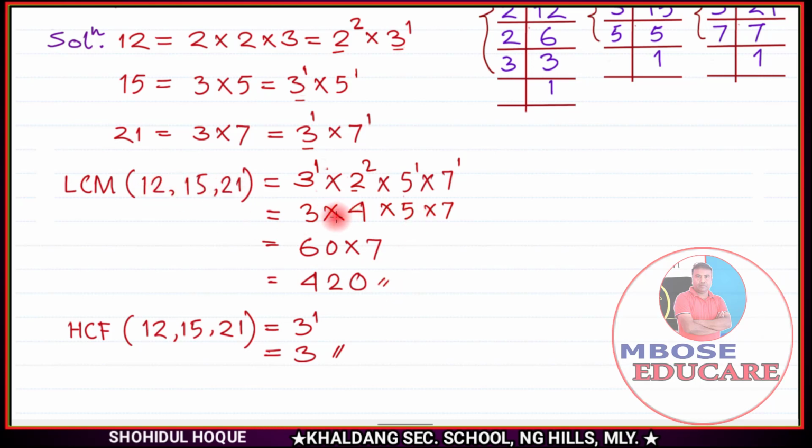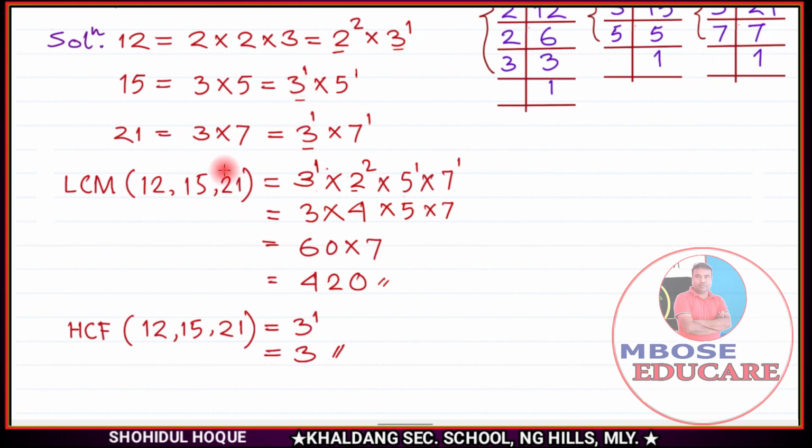Now we shall find out the HCF. So how to find out HCF? I have written here HCF of 12, 15 and 21 is equal to 3 to the power 1, equal to 3. So how did we get this 3? Actually, the HCF will be the common factor which is common in all. You can see here only one number, that is 3, is common in all. Other than 3, no one is common here. So only 3 is common. That one only will be the HCF.